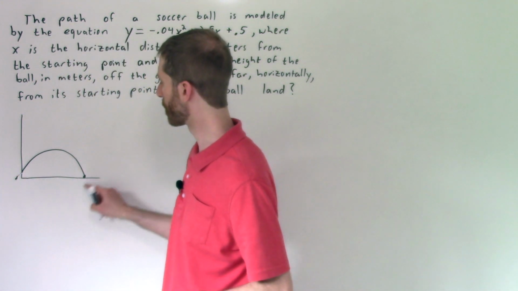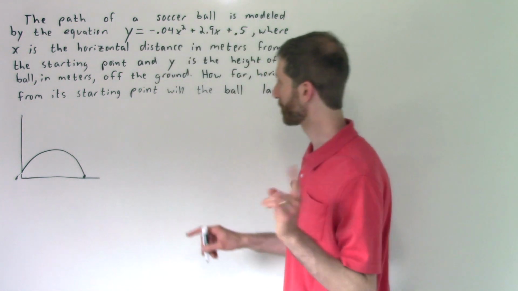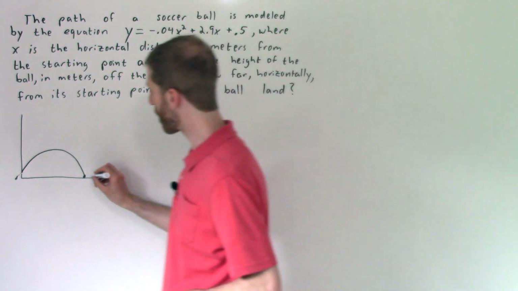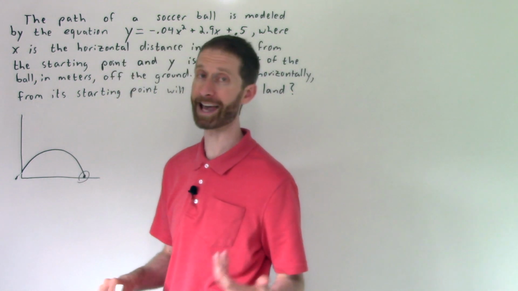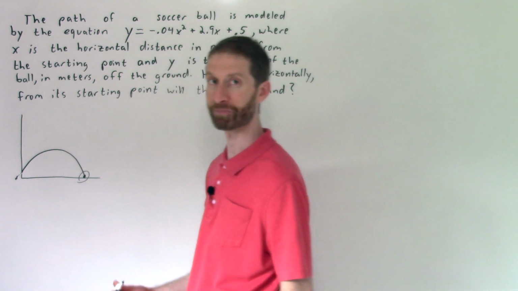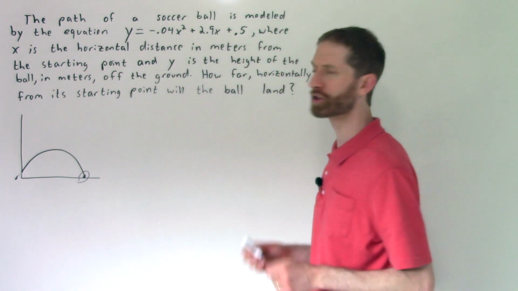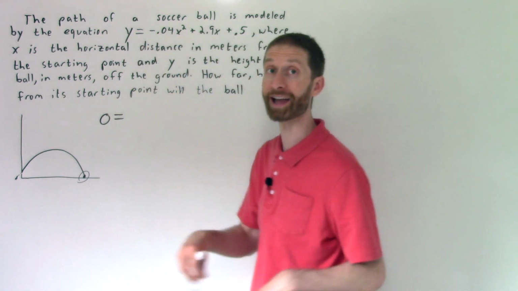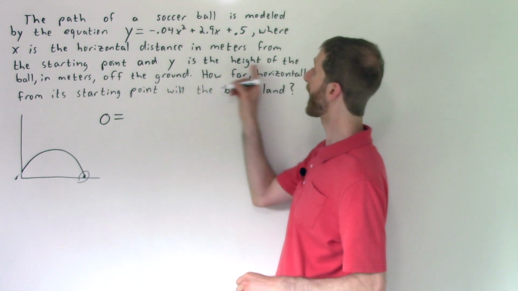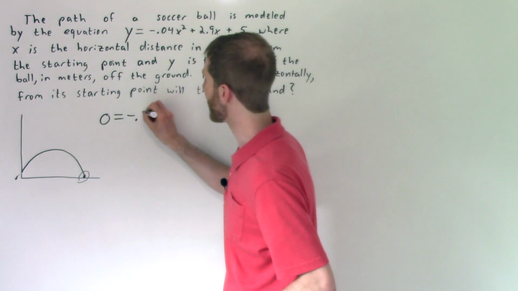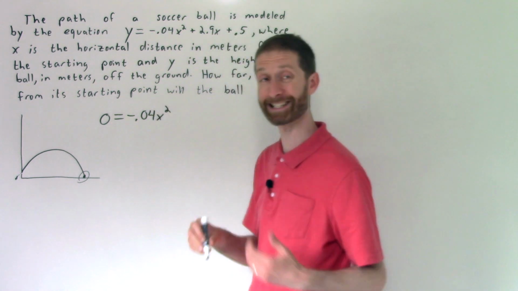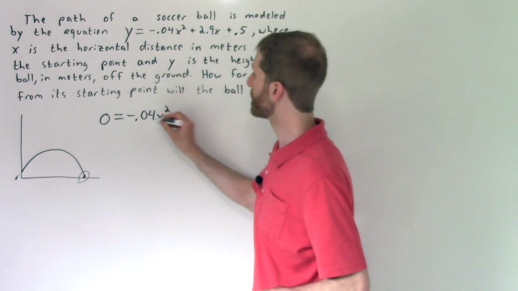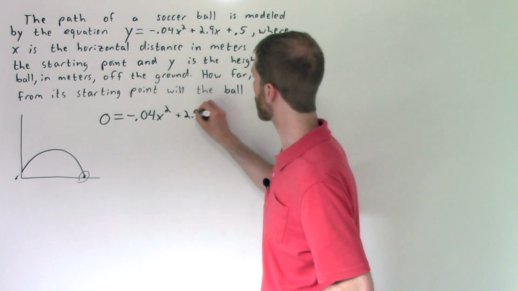We only care about the 0 over here because what we're going to be asked for, and we'll see, is how far horizontally from its starting point will the ball land? We care about this 0. We care about where the ball hits the x-axis, the ground, a height of 0. So what we're basically solving for is when is the height of the ball 0? So I'm going to set 0 equal to y because y is, as it says, height. And that's going to give us the x value when we solve it out, which is the distance that we are from the y-axis, right? That horizontal distance. So negative 0.04x squared plus 2.9x plus 0.5.